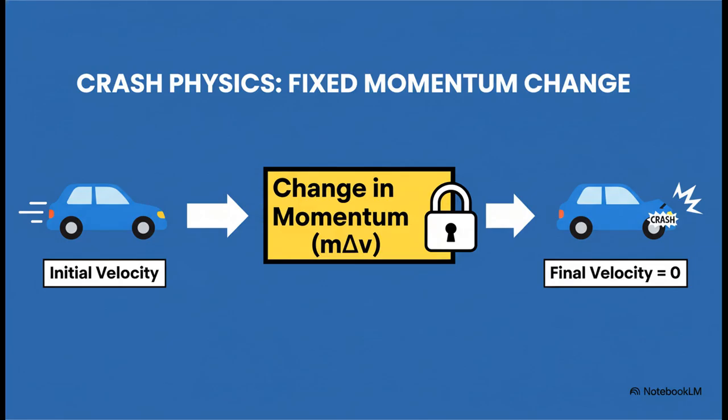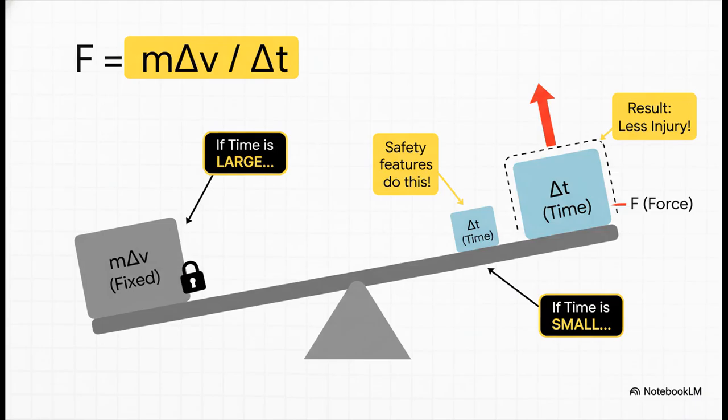In any given crash, your change in momentum is basically a fixed value, right? Your mass isn't going to change, and your velocity has to go from whatever speed you were doing all the way down to zero. So that total change in momentum, the m delta v, is set in stone. So let's look at our key equation one last time. We know the top part of that fraction, the change in momentum, is fixed. But if a seatbelt or an airbag makes the bottom part of the fraction, the time, much, much larger, what happens to the overall force? Well, it has to get smaller. A much smaller force acting on your body means a much, much lower chance of serious injury. And that right there is the simple physics that saves lives every single day.